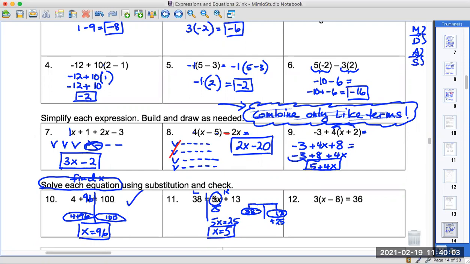So I'm going to check that. I'm going to plug it in. For x, I'm going to put 5. So 5 times 5 plus 13 has to be 38. 25 plus 13 is 38. It checks.